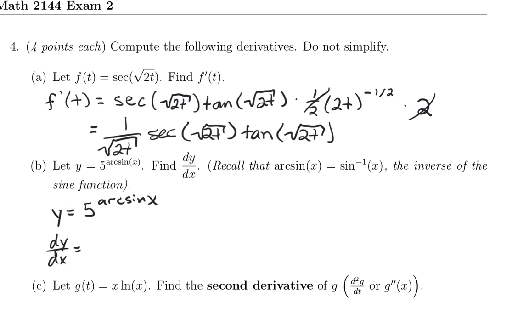And then if we have any number raised to a function of x, we're going to have this be our derivative. So it's the natural log of that number times the original. And since we have a function that's not just x in the exponent, we have to multiply by the derivative of that function, which from the formula sheet at the end of this practice test is just going to be 1 over the square root of 1 minus x squared.